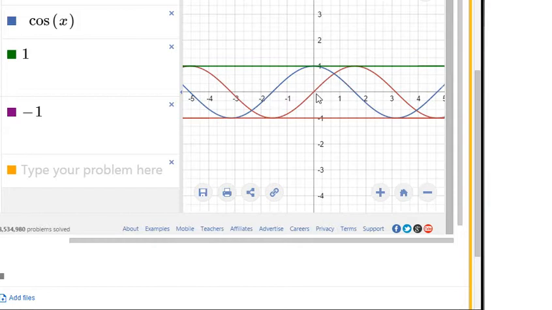Now watch this. If I look at the red curve and I follow the path, what is my slope of the curve from here to here? Positive, right? Now what is the slope of the curve as I come from here to here? Negative. Watch the blue line. Positive value, positive value, positive value, 0. Negative value, negative value, negative value. Do you see that?